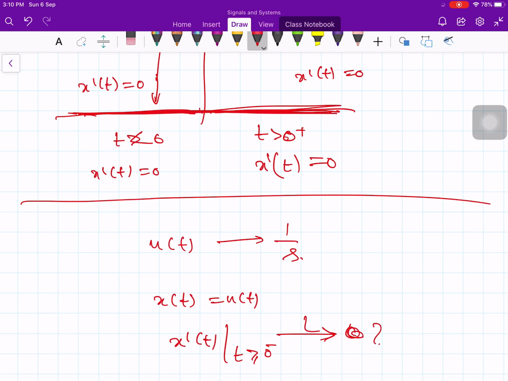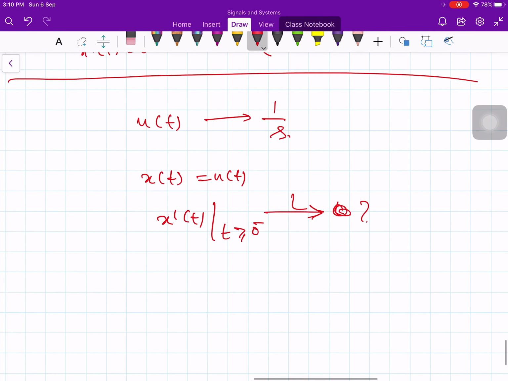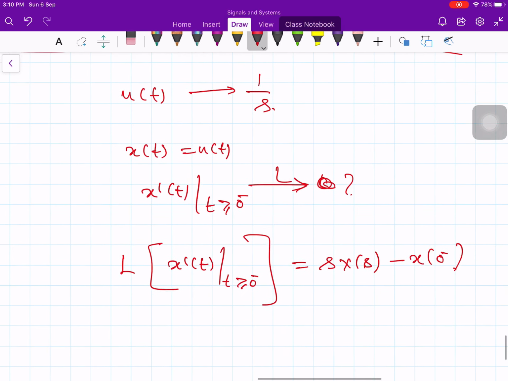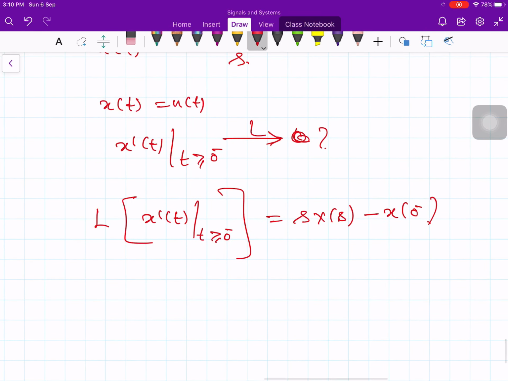Okay, now you must use the formula. Take the Laplace transform of x dash of t, for t greater than or equal to 0 minus. This is equal to s times x of s minus x of 0 minus. So this is the formula that we have to use. We want to take the derivative starting from t equals 0 minus, therefore you write s times x of s minus x of 0 minus.